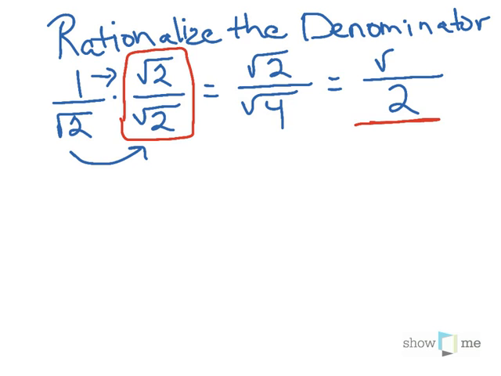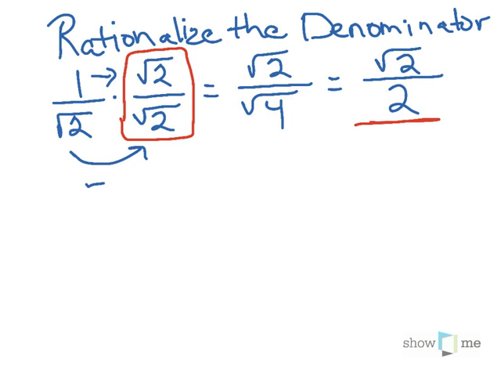2 on the top. Now, when you rationalize the denominator, usually you see that radical pop up on the top of the fraction instead of the bottom, but this is okay. This is acceptable in math to have a radical on the top, just not on the bottom. So this is the process we're going to use to rationalize the denominator. We're going to do a few examples.